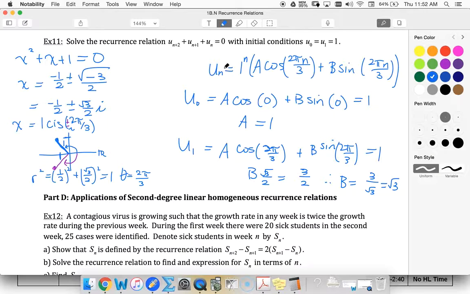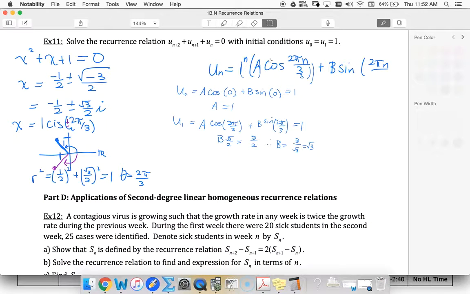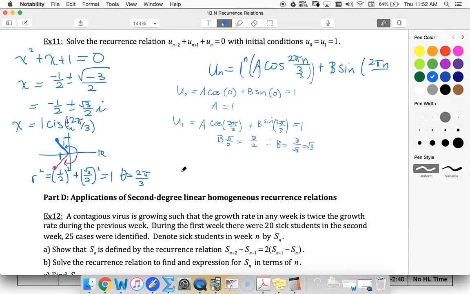So my general u sub n then, we know is going to be equal to 1 cos 2πn/3 plus √3 sine 2πn/3.